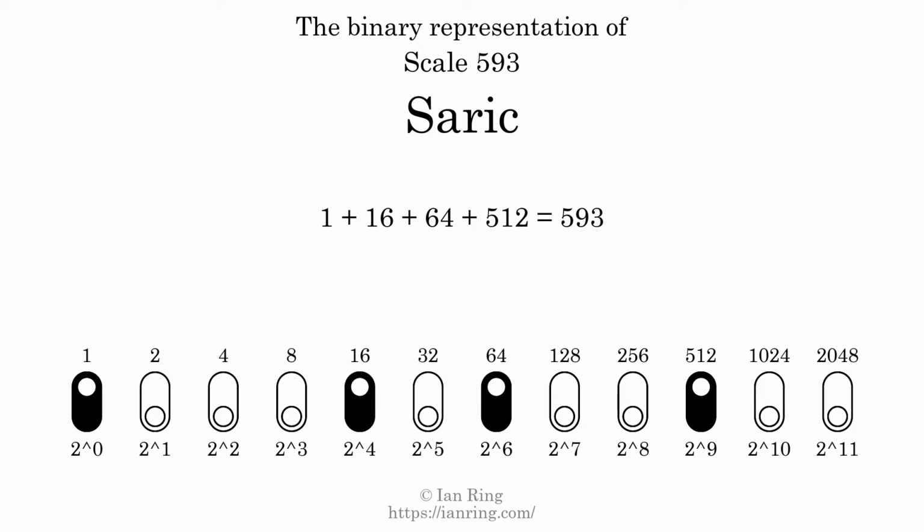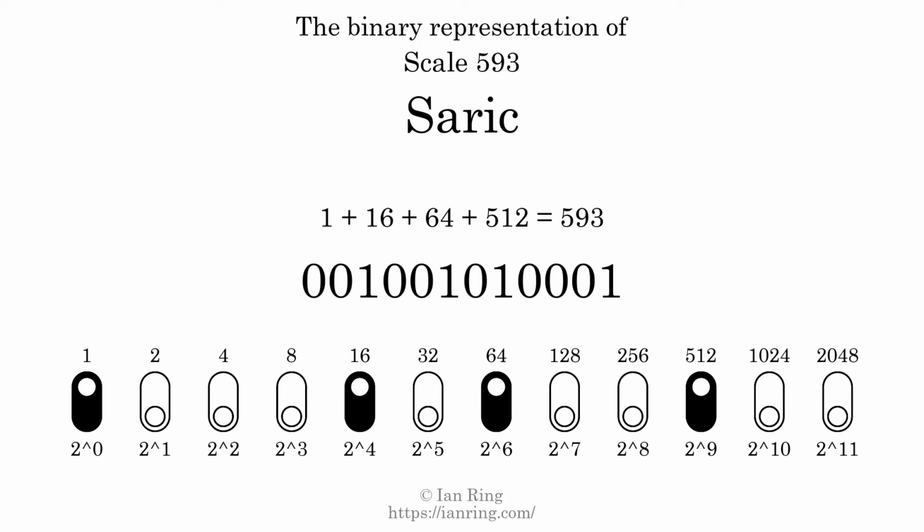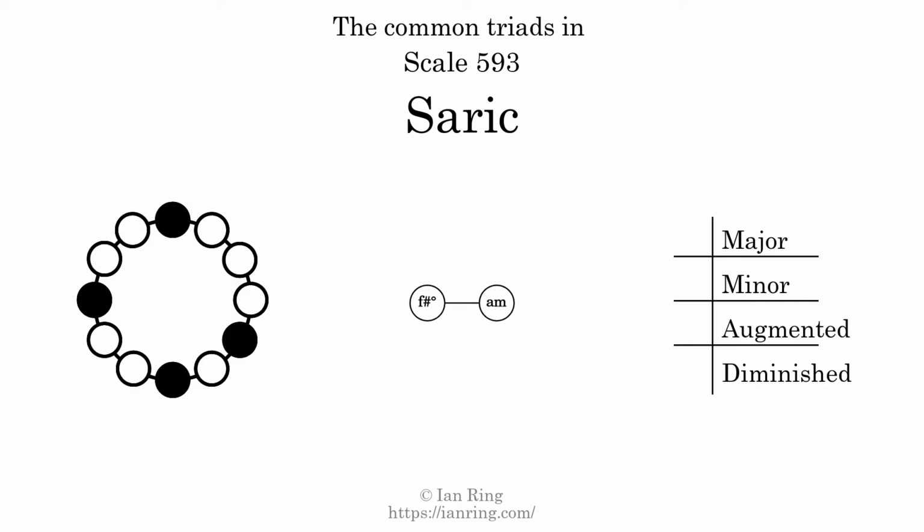The scale number not only enumerates the scale with a unique index, but it also literally describes the tonal content of the scale. Represented as a binary number in base 2, the scale number is 001001010001. Here are the common triads present in this scale.